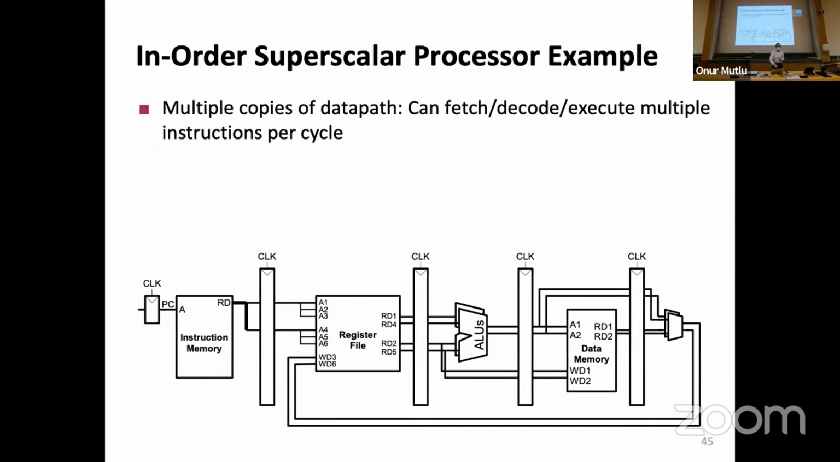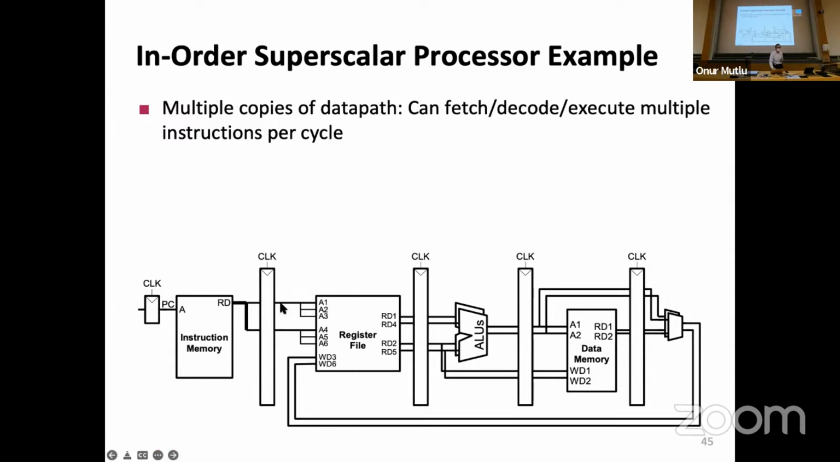So let's take a look at this in-order superscalar processor example. So this is actually the superscalar processor. You can see that there are multiple copies of the data path. You can fetch, decode, execute multiple instructions per cycle. So with one PC, you get 2 sequential instructions. There's also the issue of what to do if there's a branch within the instructions you fetch. It's the same issue, except it happens now in the same cycle. But basically, let's assume that you get 2 sequential instructions.